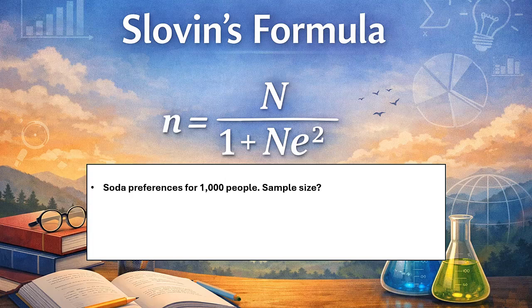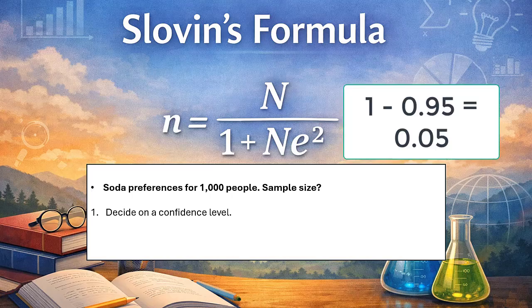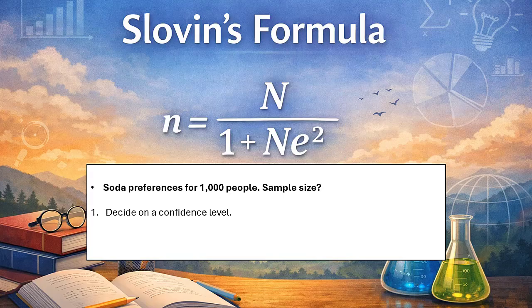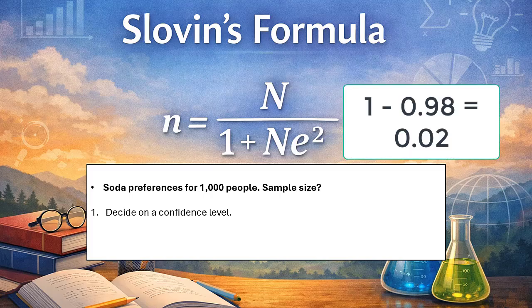Use Slovin's formula to find out what sample of a population of 1,000 people you need to take for a survey on their soda preferences. Step 1. Figure out what you want your confidence level to be. For example, you might want a confidence level of 95%, giving you an alpha level of 0.05, or you might need better accuracy at the 98% confidence level, alpha level of 0.02.